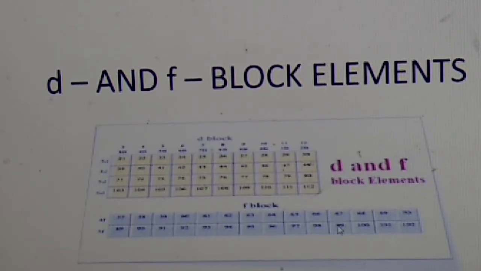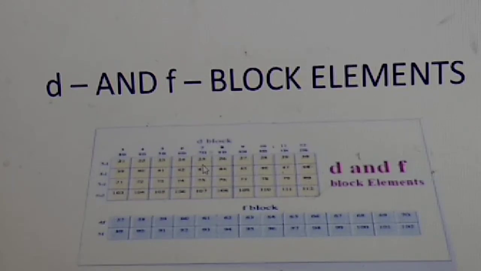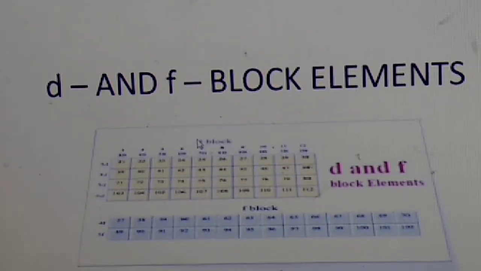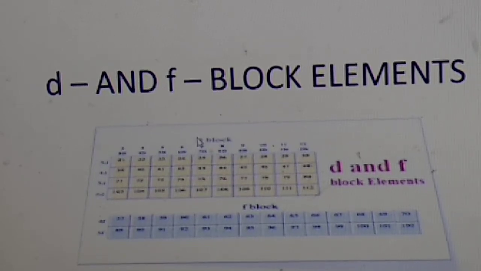Today we are present here with the chapter D and F block elements. D and F block elements, students, are a very important block in the periodic table. We have completed, my dear children, the S block elements and P block elements, and today we will start the D and F block elements. You know, students, there are a total of 4 blocks in the periodic table.